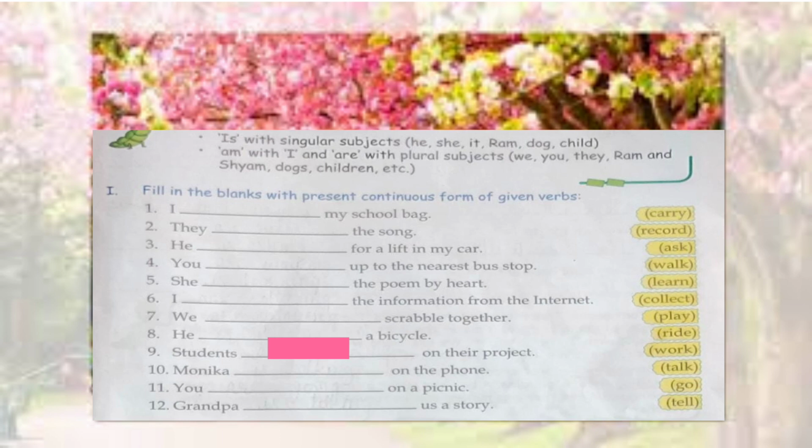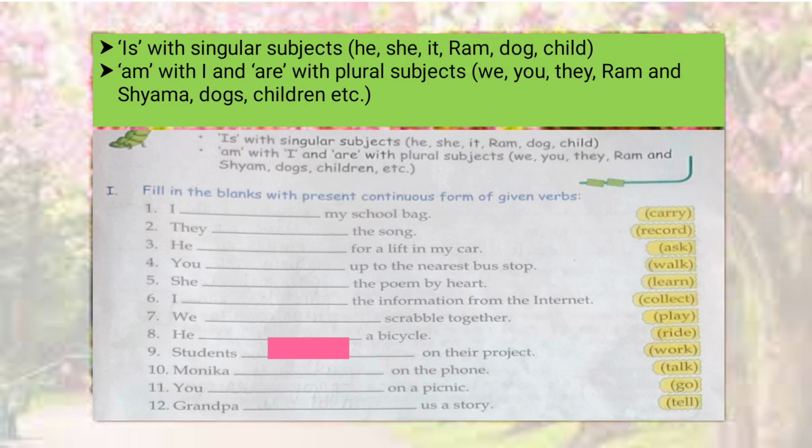The next one is with a singular subject. Is, as I had already told you, is used with a singular subject: he, she, it, Ram, dog, child. And am is used with I. As already discussed, are is used with plural subjects like we, you, they, Ram and Shyam, dogs, children, boys, girls, students, teachers, etc.